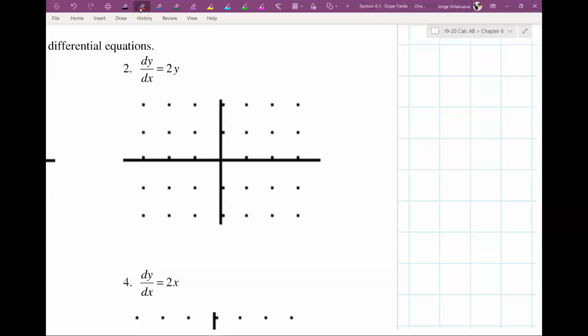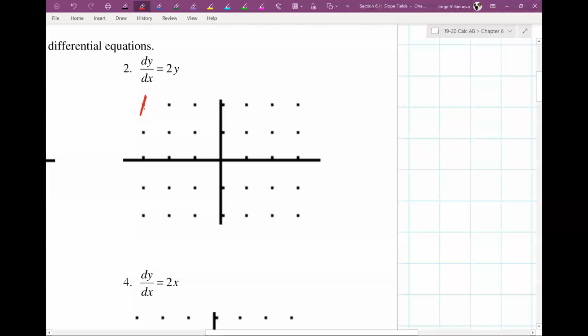This is why I say, I apologize, it's kind of annoying, but every once in a while you'll find patterns and you're like, oh, all these are going to be like this, all these are going to be like this, etc. So 2y. If I start at (-3, 2), what do I get? 4. So this will be a positive 4, so it's going to be pretty steep.